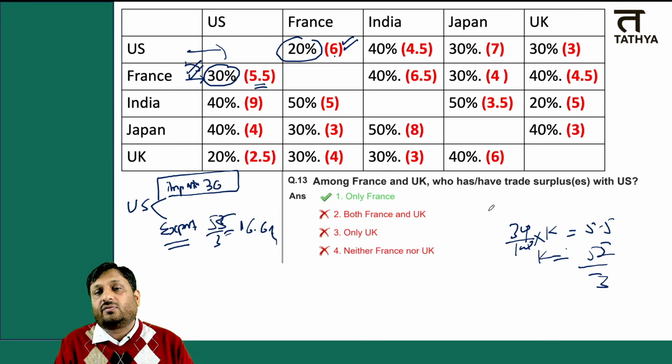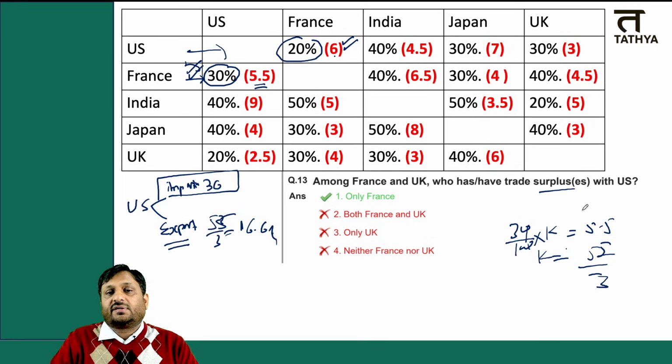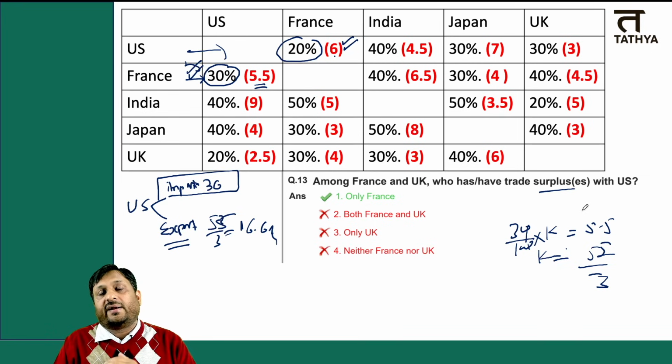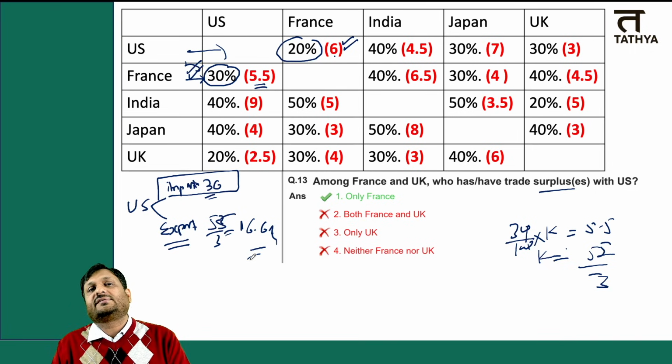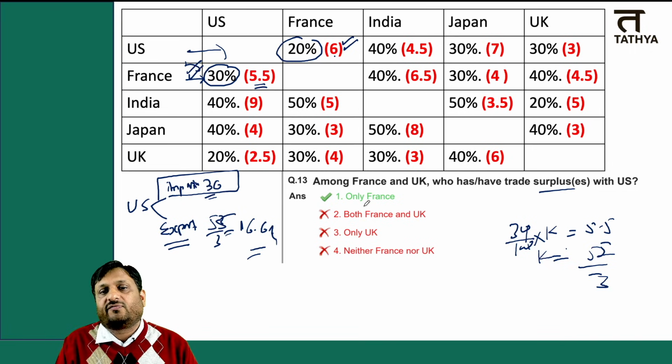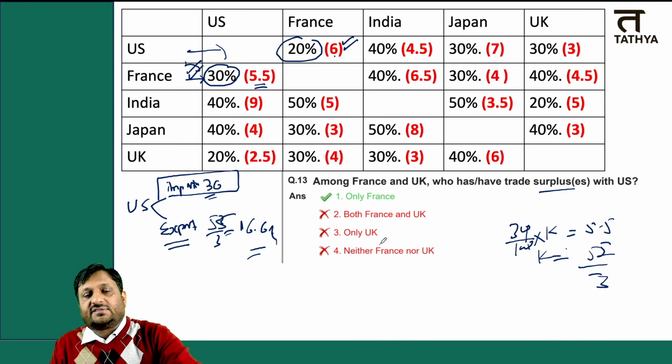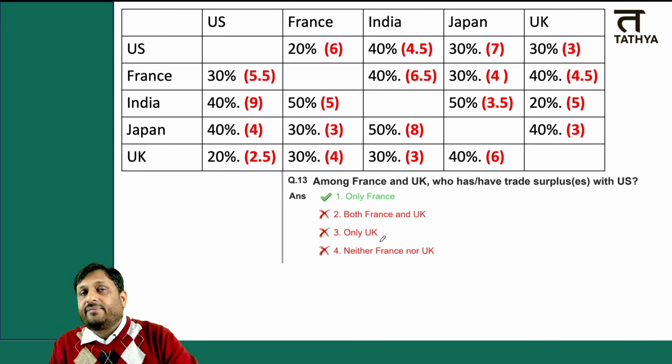So, among France and UK, trade surplus. US is in trade deficit with France. So, it means France is at a trade surplus, isn't it? So, it means the US is importing more, exporting less. It means the US is at trade deficit. It means France is at trade surplus. So, France is at trade surplus. It is confirmed now. Now, let us check for UK.